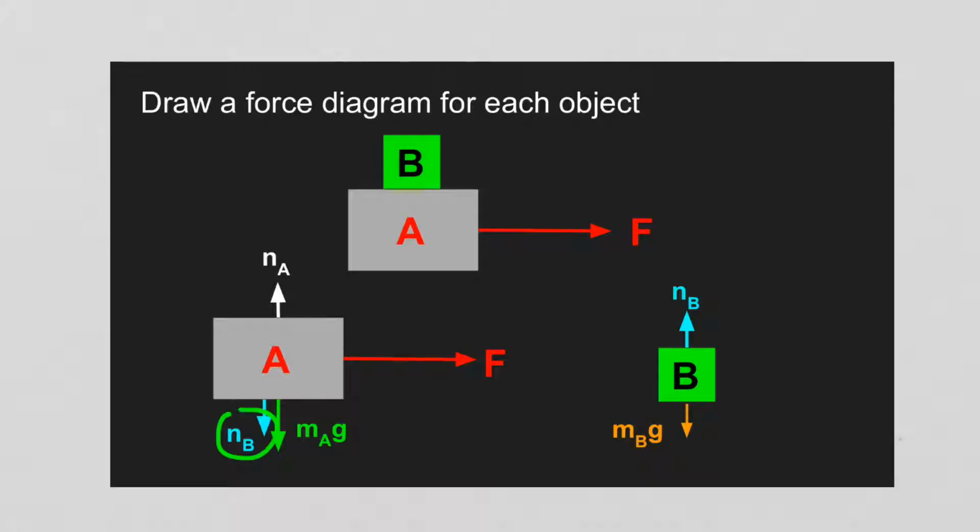So the normal force of B on A and the normal force of A on B are right here. Notice they act on two different objects. Two different objects, equal magnitudes, and opposite directions. Force on block B points up, normal force from block B on A points down.